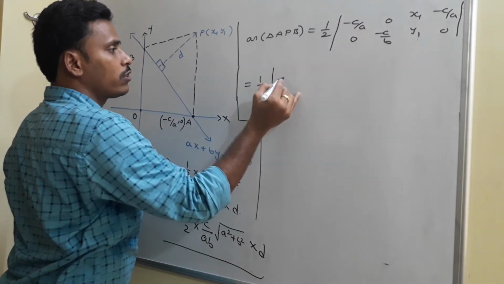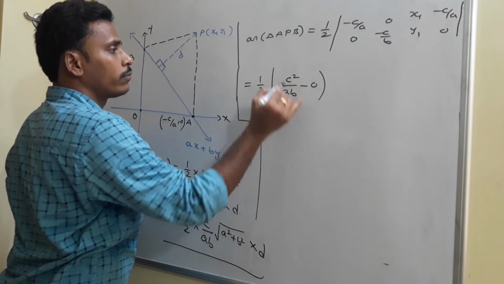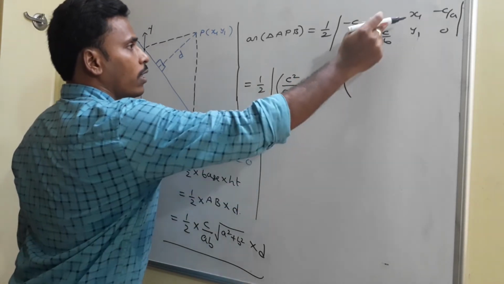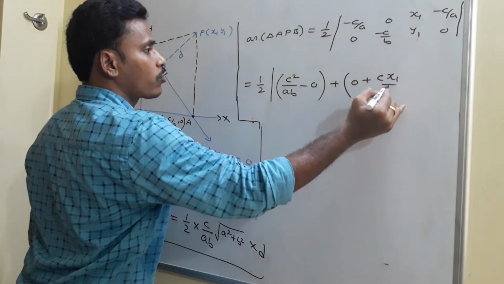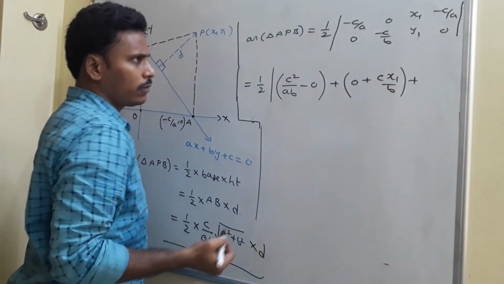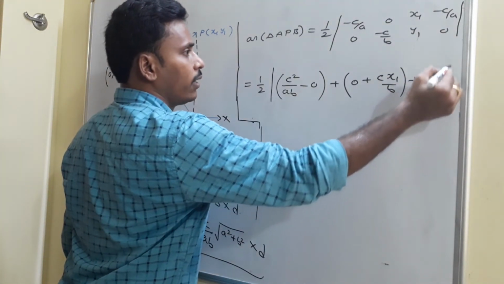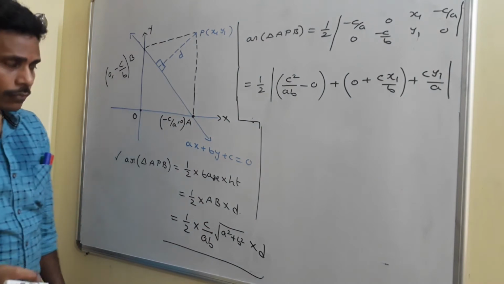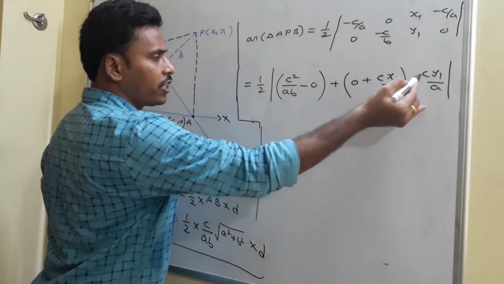c/a into c/a is c square by ab minus 0, plus, next one, 0 into y1 is 0, minus of minus is plus cx1 by b. In the same way, if you write the last one, you get c y1 by a. Directly I am writing that. And look, these two are zeros, and at the end c is there in each and every term.